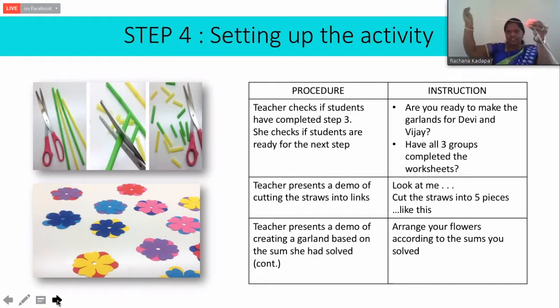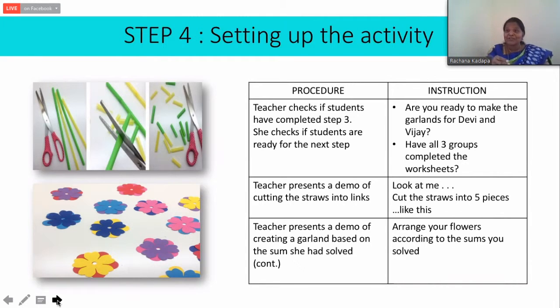So take one flower like this and put a straw like this, and then you create one garland. And again, after every 2 flowers, 1 leaf. So like this, you have 1 straw and 1 flower, and then again 1 flower.